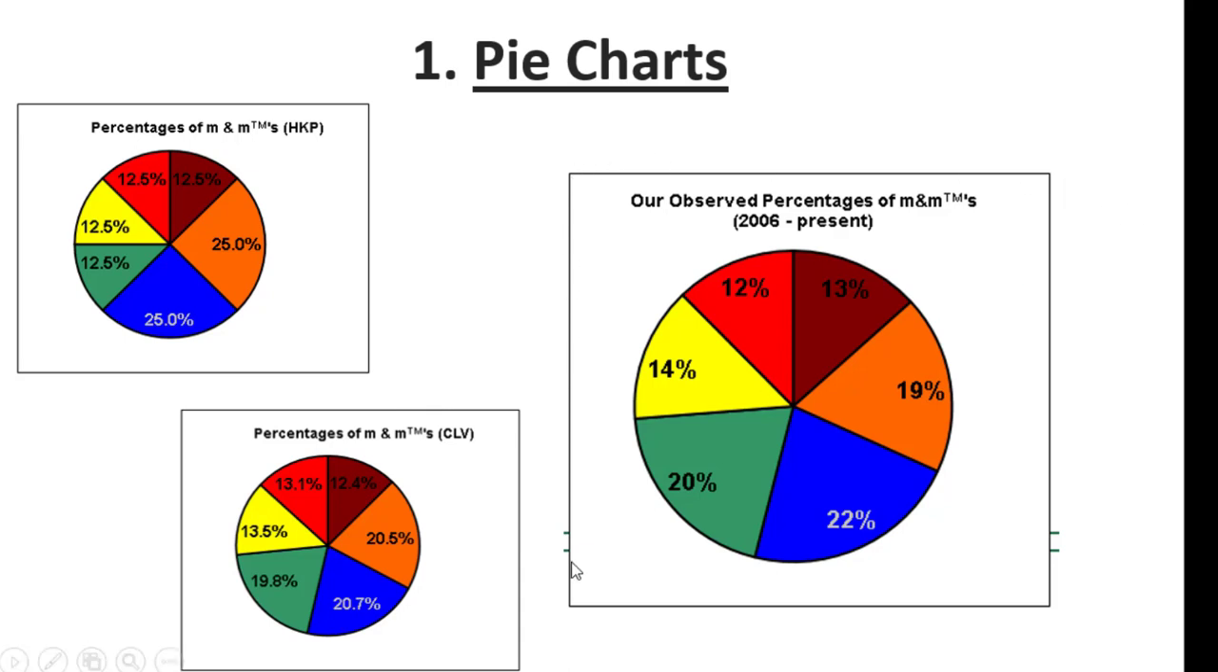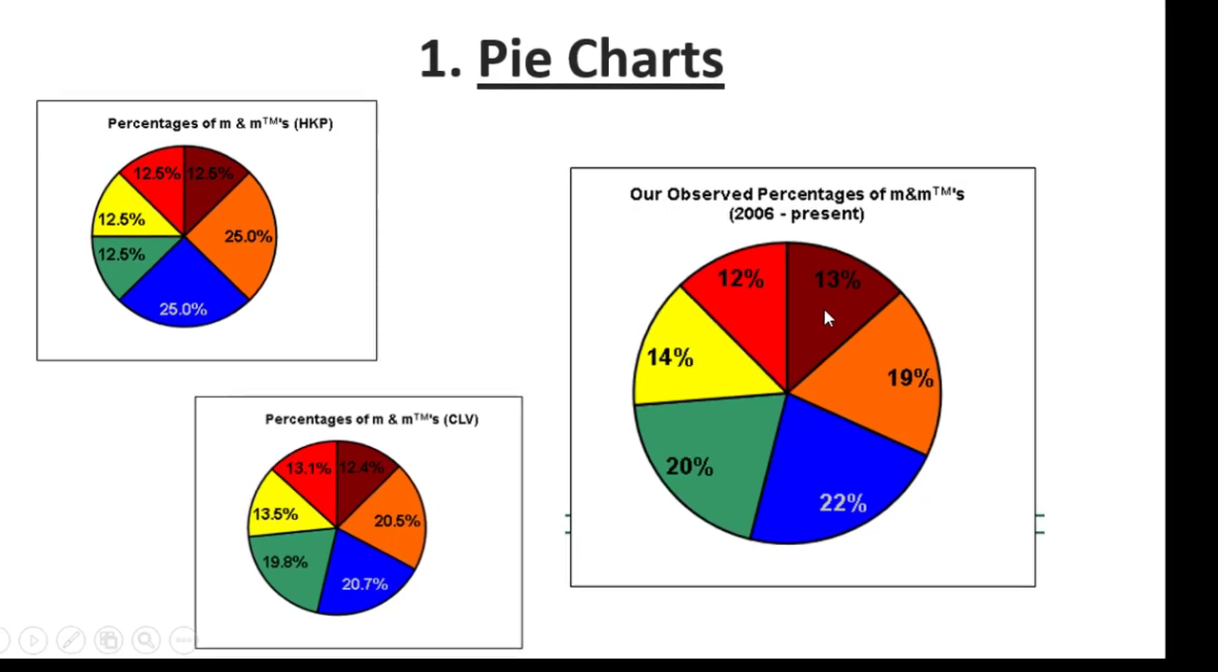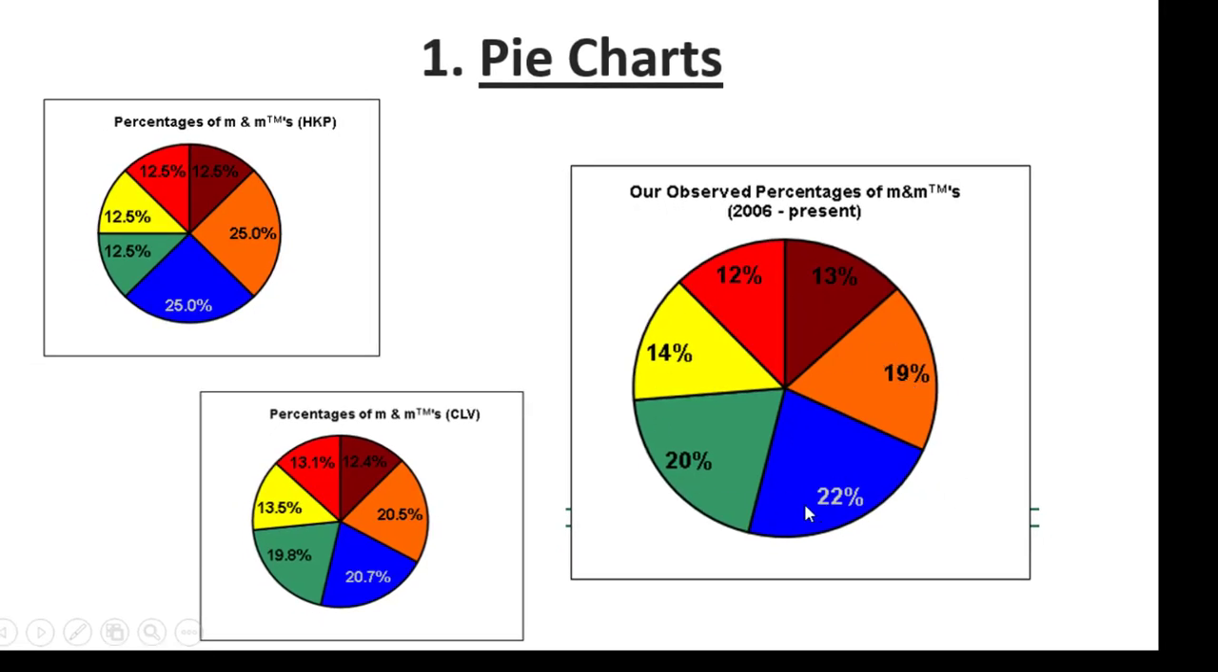This is what I've actually seen over this almost decade and a half of doing my experiment. So I've seen 12% red, 13% brown, 19% orange, and so forth and so on. I like using pie charts for this for a couple of reasons. First of all, I can color code the slices to match the candy, which I think is super fun.